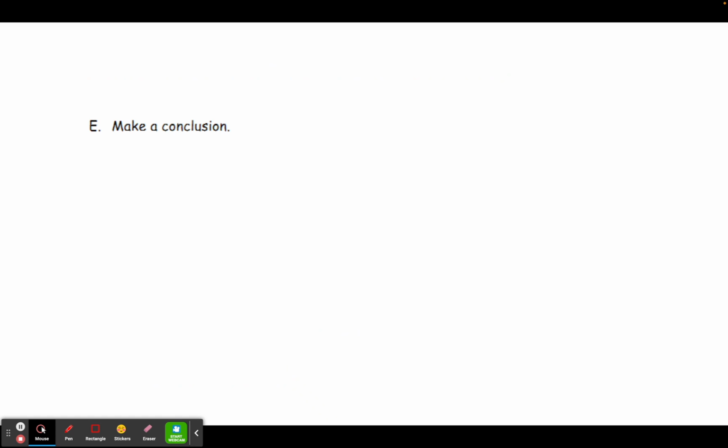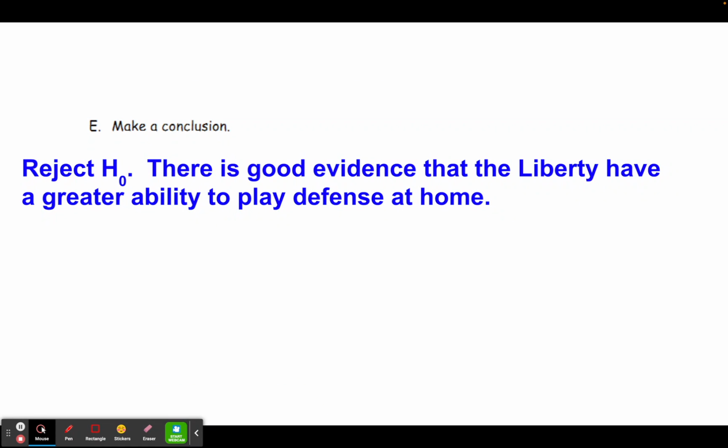So let's make our conclusion then. We would reject the null hypothesis, and that means that we have good evidence that the Liberty have a greater ability to play defense at home.